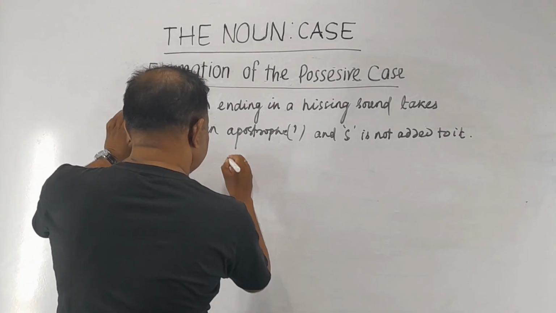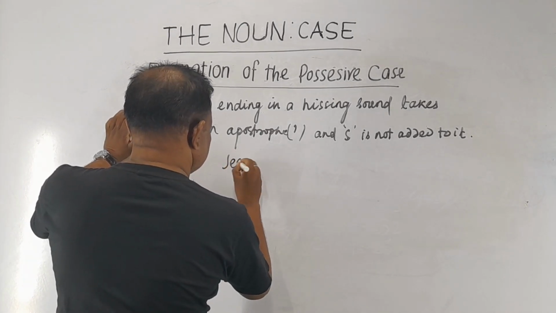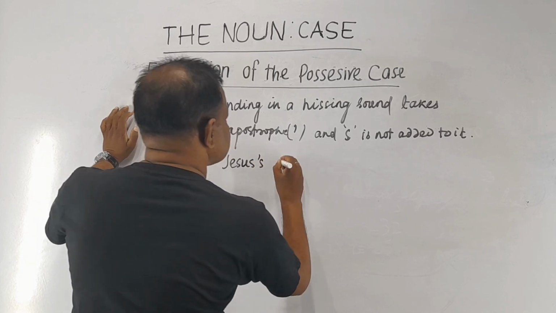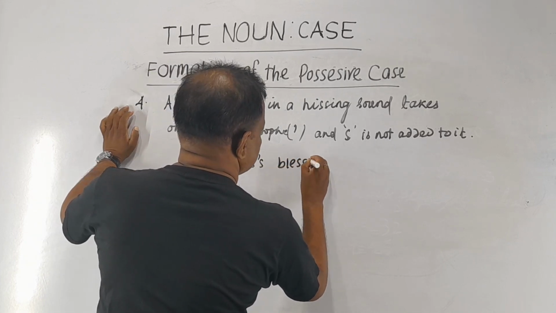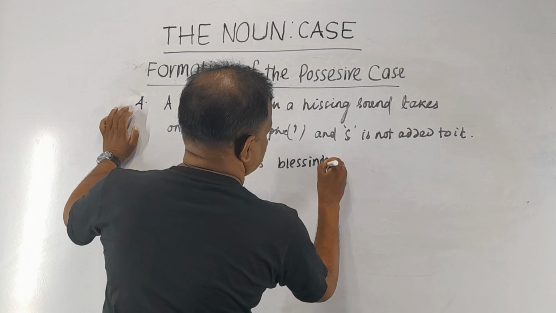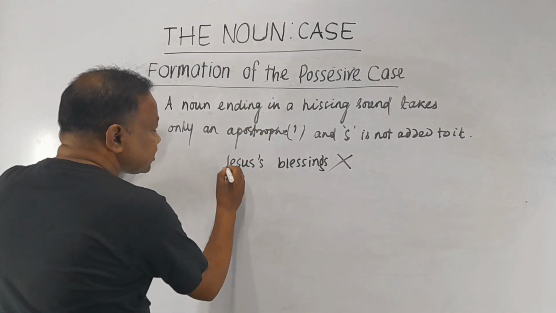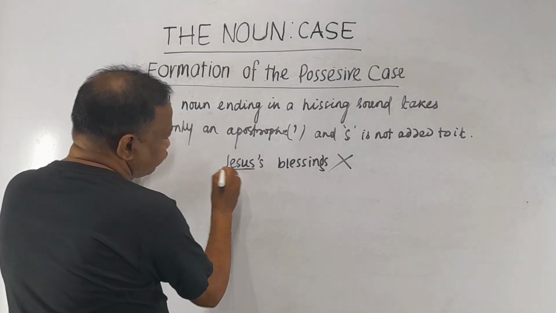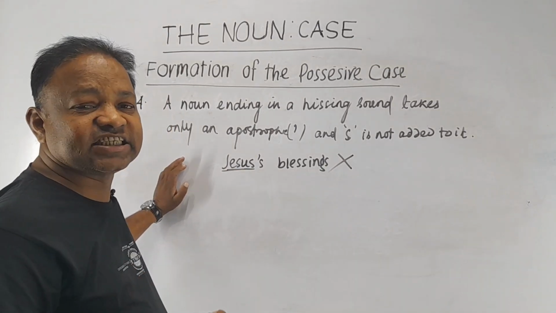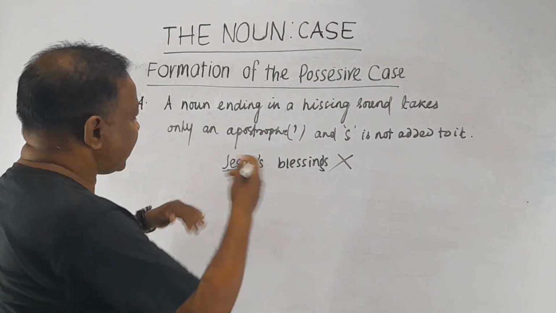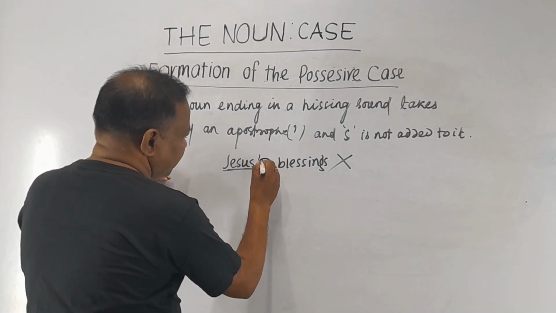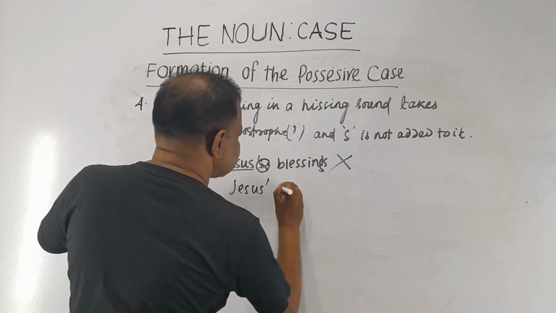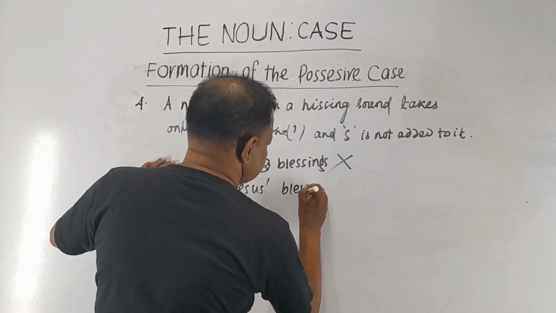For example, if we write Jesus's blessings, this is wrong. Because the word Jesus, this noun ends in the hissing sound s. So another s should not be added. Its correct answer is Jesus' blessings.